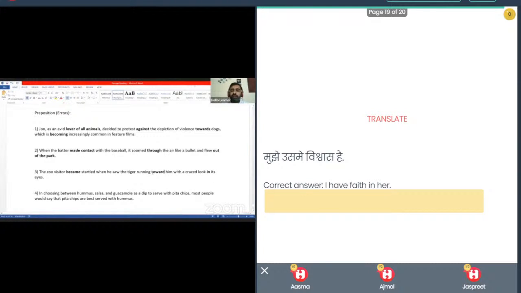Here, running at someone is not incorrect, but clearly the sentence indicates that the tiger is moving from one side to the other. So toward, kisi ki taraf jana. That's the meaning of the sentence. So that's why toward is the preposition that should have been used in place of at. That's the mistake here. Good. Well done. Thank you.